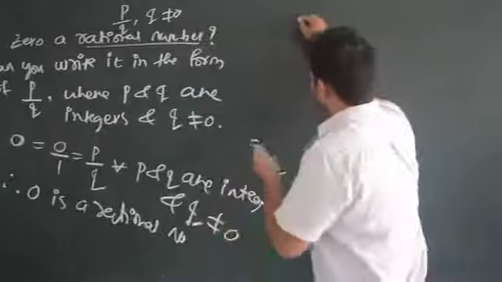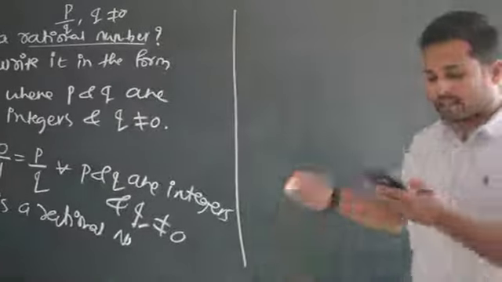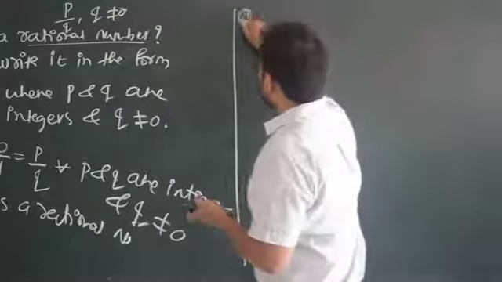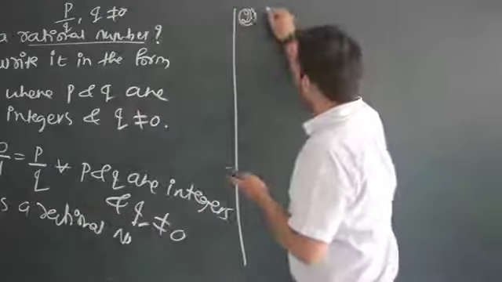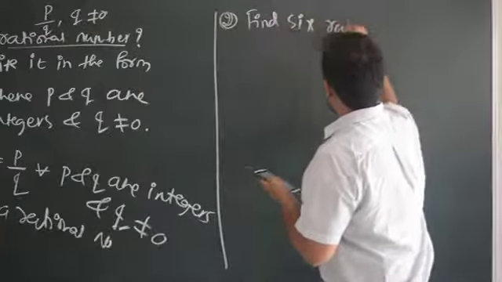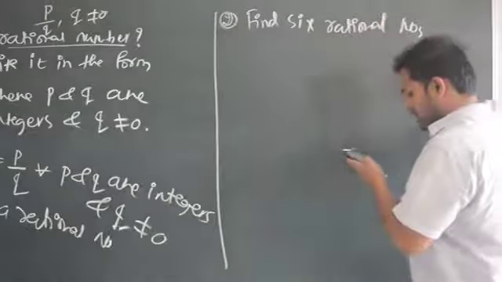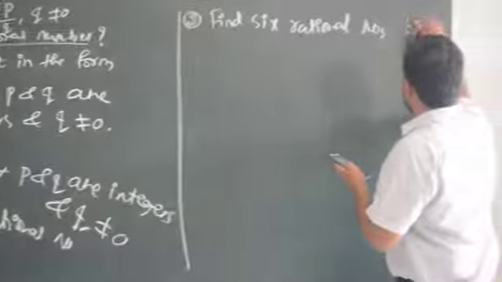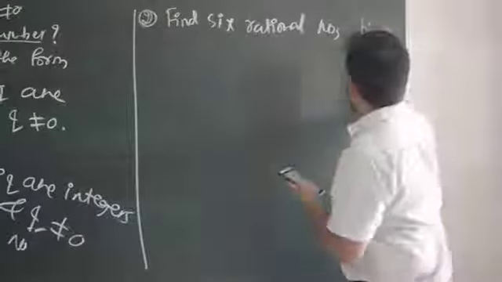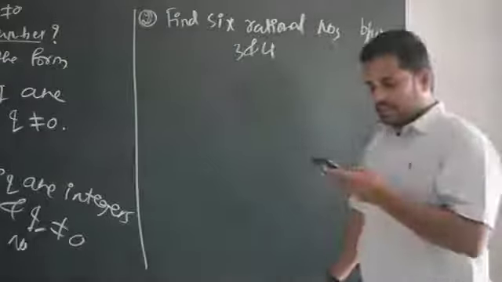Second question, see here. It's one of the different questions. This is the reason I am solving the second exercise. Otherwise, you would have known all the other questions also. The second question is like this. Find 6 rational numbers between 3 and 4. They are asking you to find 6 rational numbers between 3 and 4.